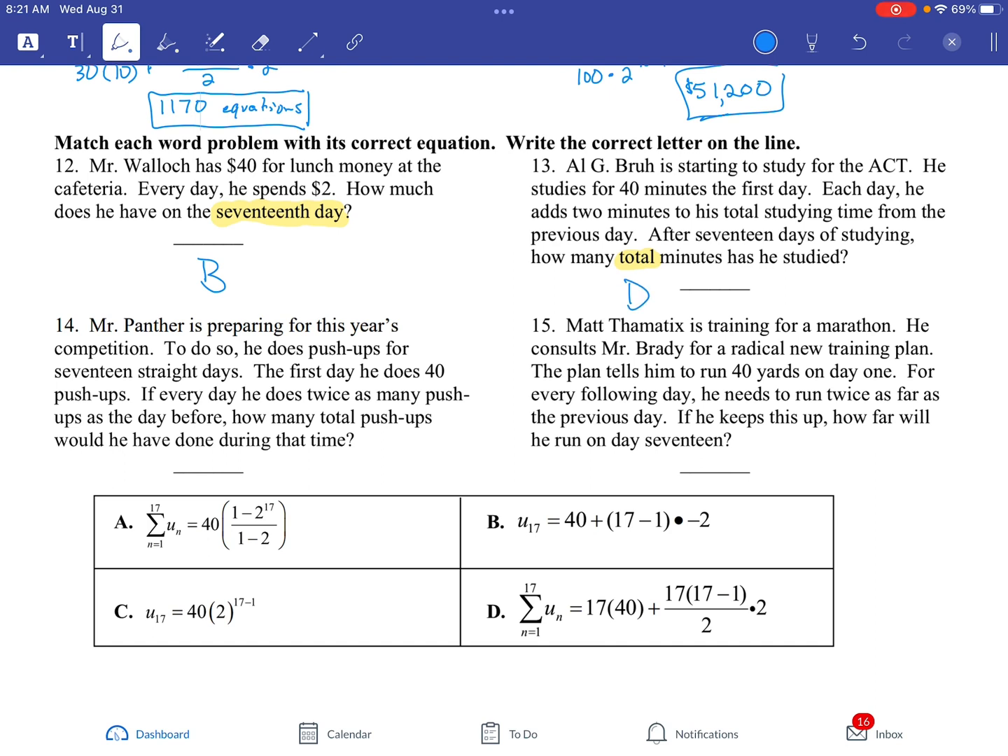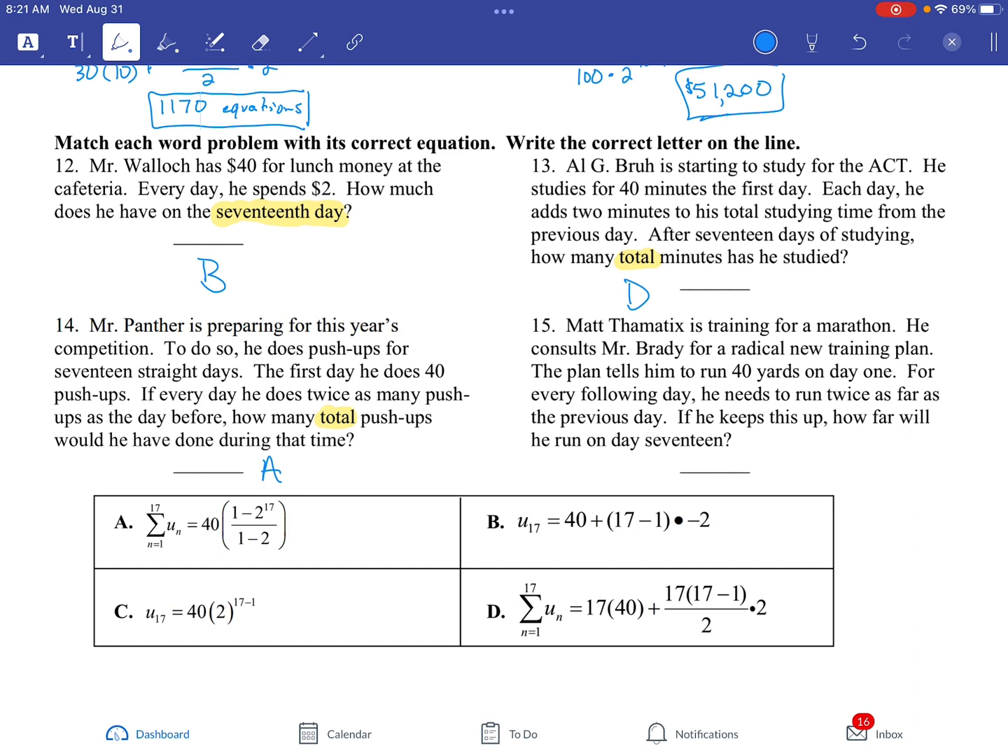Mr. Panther's preparing for this year's competition. To do so, he does push-ups for 17 straight days. First day, he does 40 push-ups. If every day he does twice as many push-ups as the day before, how many total push-ups would he have done during that time? Again, the key is the total, which means it's a partial sum. He's doing twice the number of push-ups, which means it's a partial sum for a geometric, which would be A.